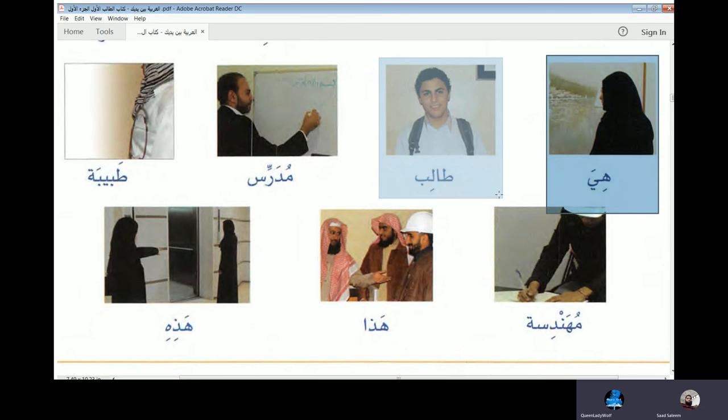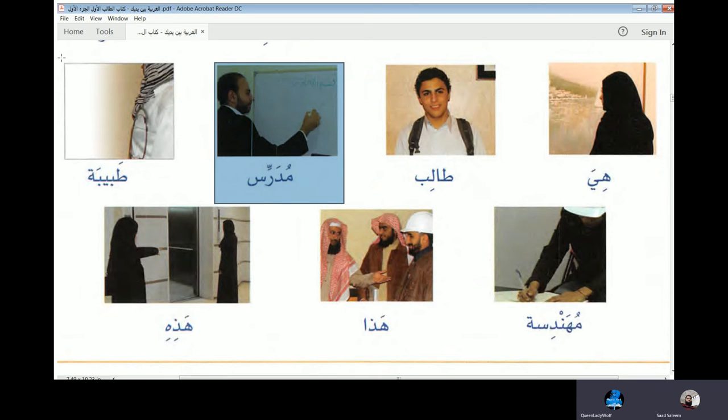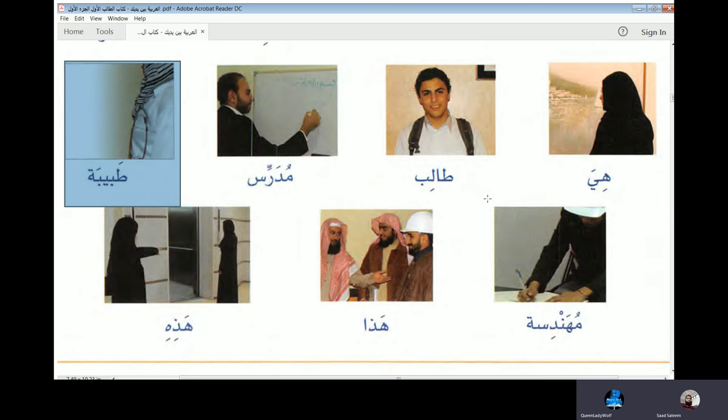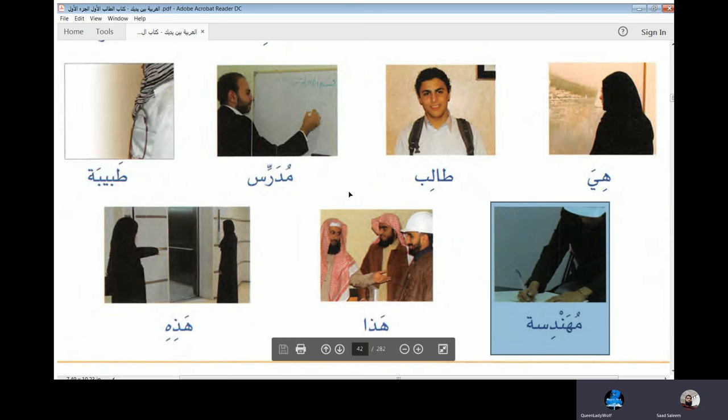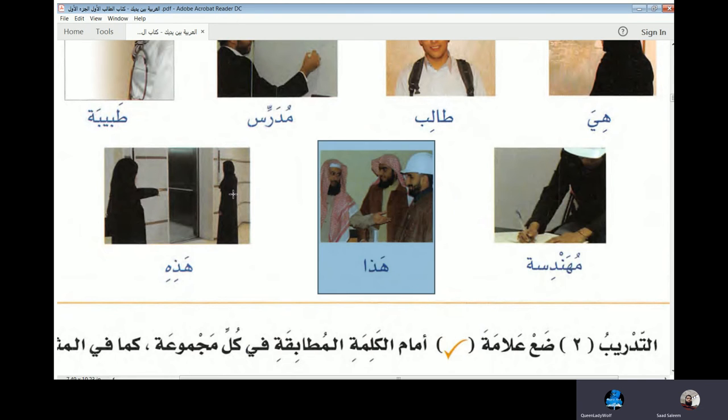Talibun is student. Mudarrisun is instructor, teacher. Tabibatun is doctor, female doctor. Muhandisun is an engineer. Muhandisatun, female engineer. Okay, thank you.